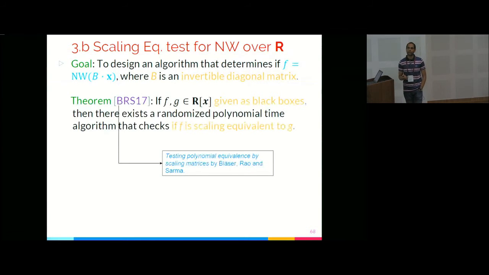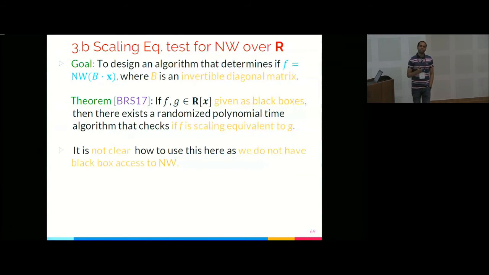So there is this theorem by Bläser, Rao, and Sharma, which says that if you have two polynomials as black boxes, say f and g, then there exists a randomized polynomial time algorithm which takes as input the black boxes of these polynomials and checks efficiently, in randomized polytime, if f is scaling equivalent to g. But in our case, we do not know how to use this theorem as we don't have black box access to the design polynomial.